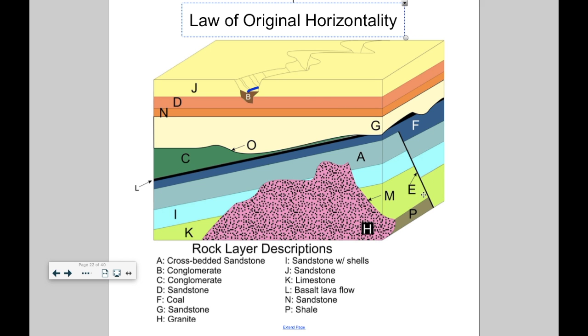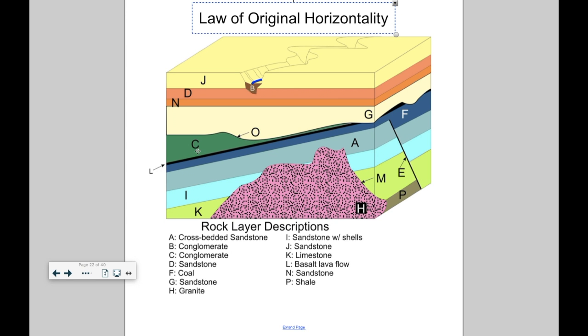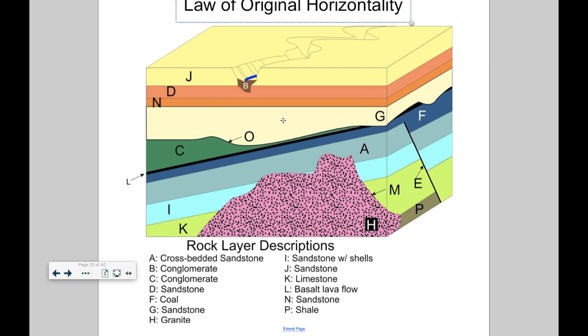Another dimension of the law of original horizontality is with the layer C that you see right here. See how the line separating layer C and layer G is a curvy line instead of a straight line? That's telling us a little about something that happened to layer C before layer G was laid down. If layer C was laid down, it would have originally been flat, like you see here on the left side of the layer. But we do not see a straight line separating layer C from layer G. That's a signal to us as to something that happened to layer C before layer G was laid down.